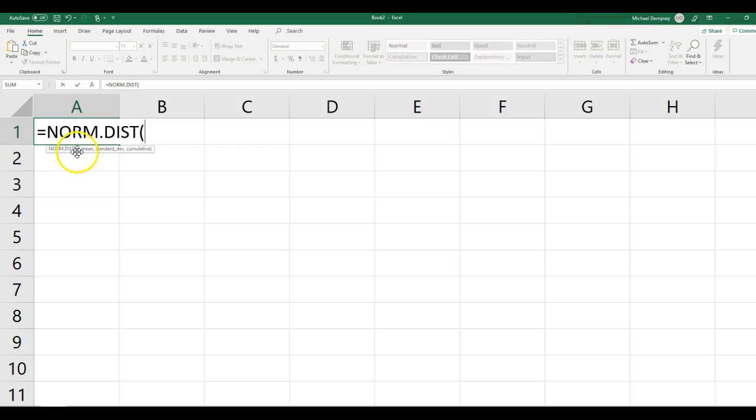So it asks, what's the x value? Well, what was her x value? It was 1,800, right? What is the mean of her distribution? 1,500, okay? The standard deviation of that distribution is 300, and we do want cumulative. So it's going to be true on cumulative here. I want the whole area to the left, that is exactly what I want. Okay, so when I click true there, 0.841345, right?